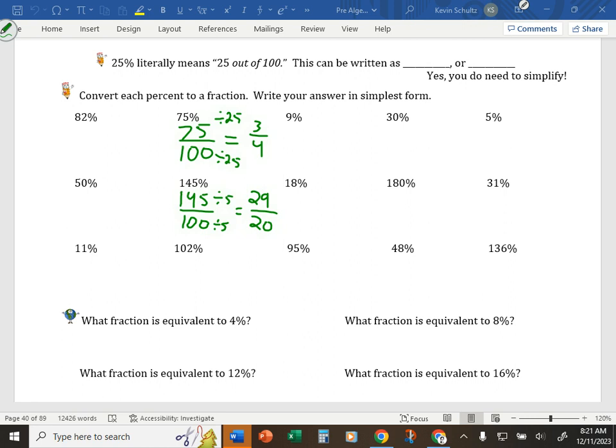Third row, what do you want to do together? Matilda? 95%. That percent symbol means over 100. So 95 over 100. What can we divide by here? 5. 95 divided by 5 is 19. And 100 divided by 5 is 20. And that's as far as we can go.